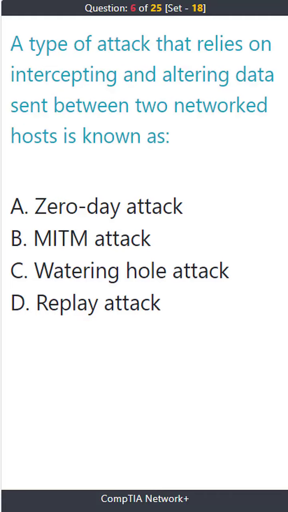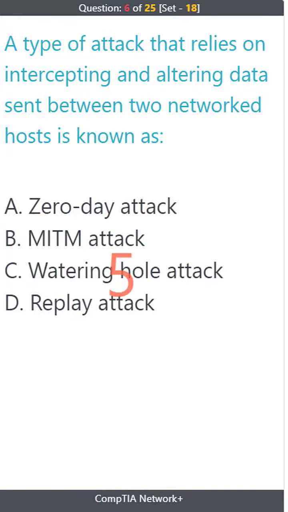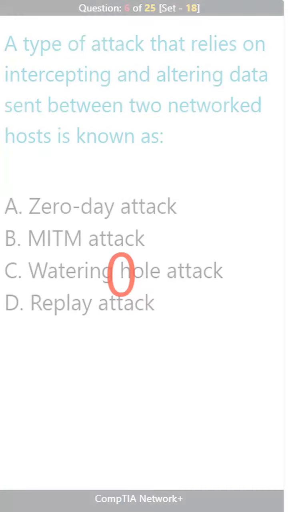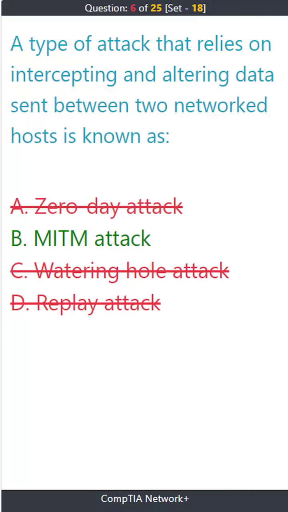Question 6. A type of attack that relies on intercepting and altering data sent between two networked hosts is known as: A. Zero-day attack. B. MITM attack. C. Watering hole attack. D. Replay attack. The correct answer is B. MITM attack.